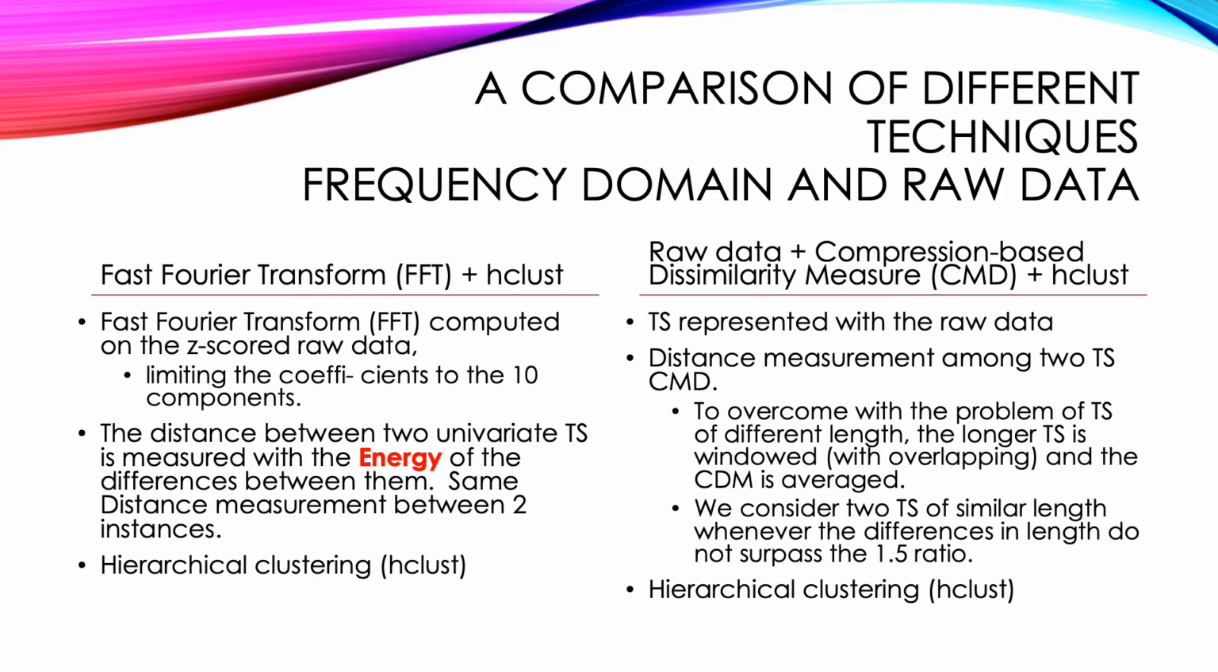The second pair of methods make use of the fast Fourier transform. So we move from the time domain to the frequency domain, and we use the energy as the distance measurement, and we keep the hierarchical clustering. And finally, we use the raw data, that is, no time series representation at all, and the compression-based dissimilarity measure together with hierarchical clustering. These are the multivariate time series clustering methods.